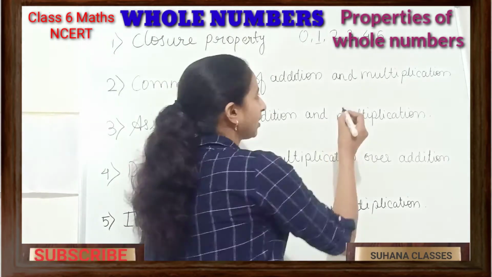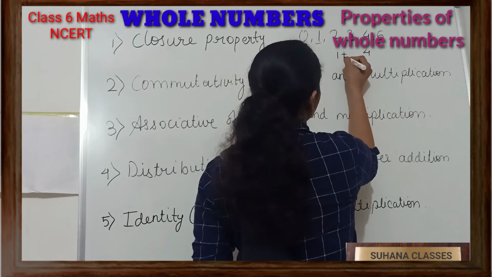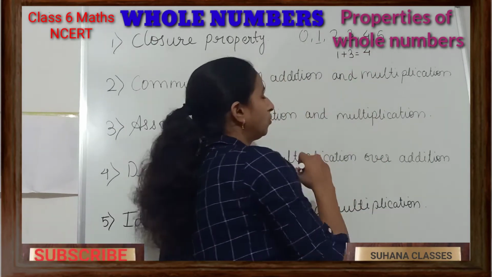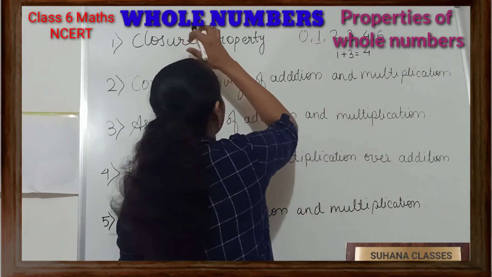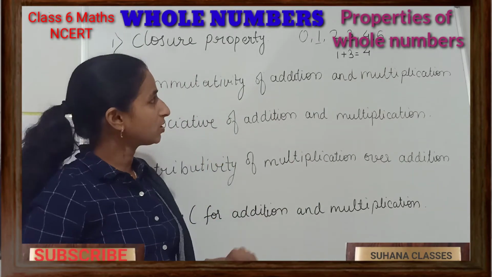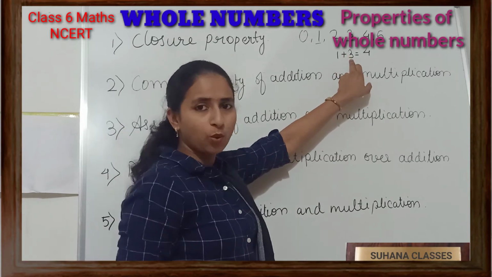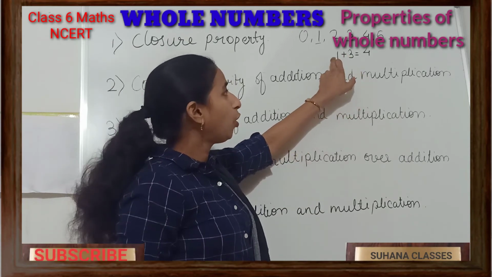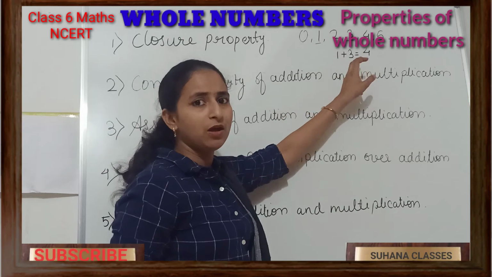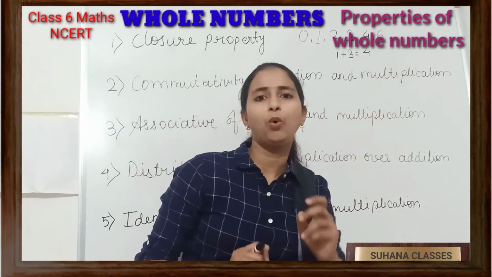I am going to get the answer 4. So here 1 plus 3 is 4. So this implies addition is closed, has the closure property. How does it imply that? Just pay attention students. 1 is a whole number, 3 is also a whole number. Both whole numbers, if I add, what answer do I get? I get the answer 4, and 4 is also a whole number.